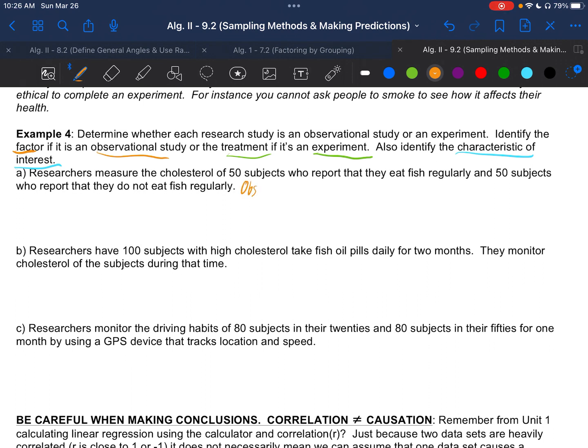All right, well, this would be an observational study. I'm just going to abbreviate because I'm lazy. And the reason why is because they're not changing anything on anybody. They're just seeing what happens. They're only observing. So the factor is whether or not they eat fish regularly. That's the change, that's the difference between them.